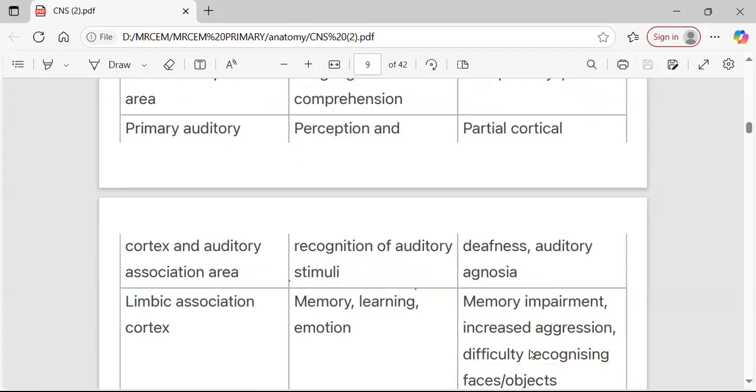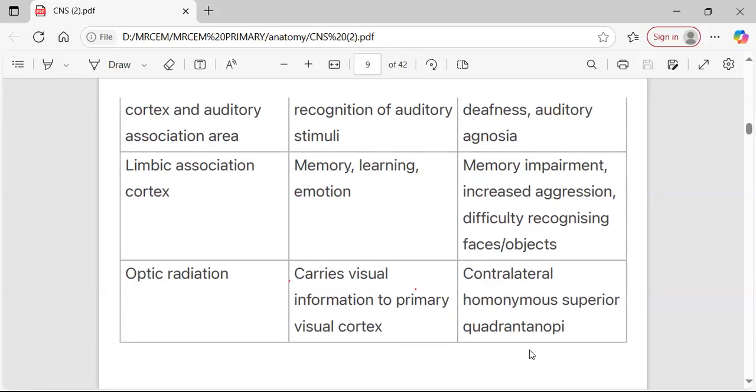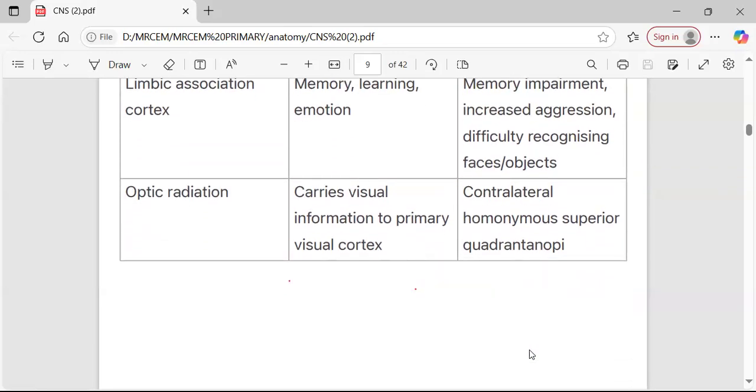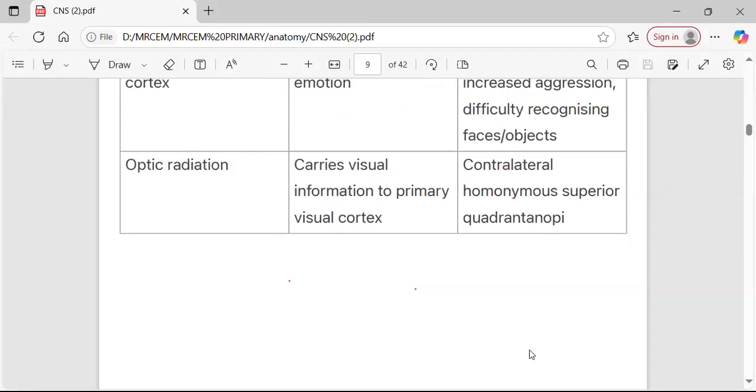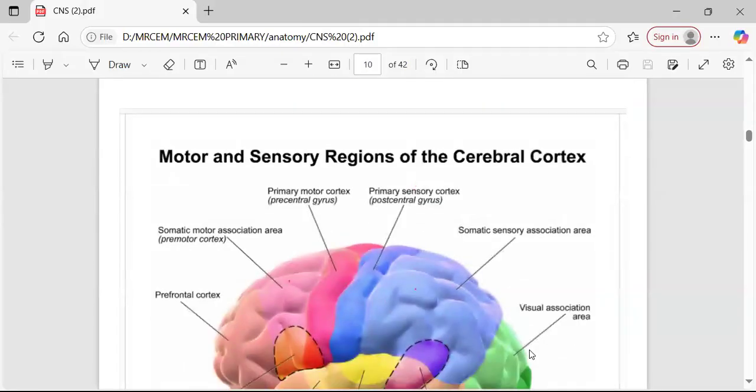If there is an issue, that will lead to deafness, auditory agnosia. Limbic association cortex handles memory, learning, emotion; an issue will lead to memory impairment, aggression. Optic radiation, we will discuss about it, don't worry. It carries the visual pathway to the primary visual cortex, that we discuss in the optic pathway.